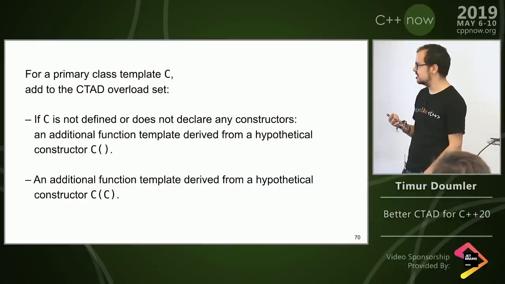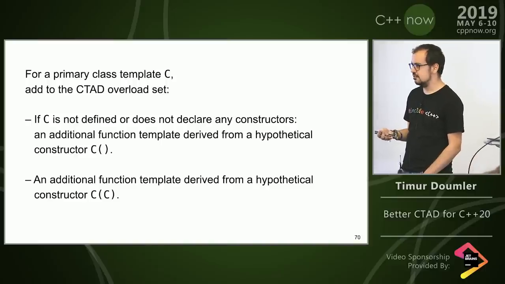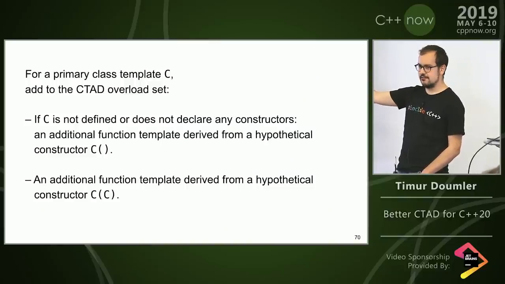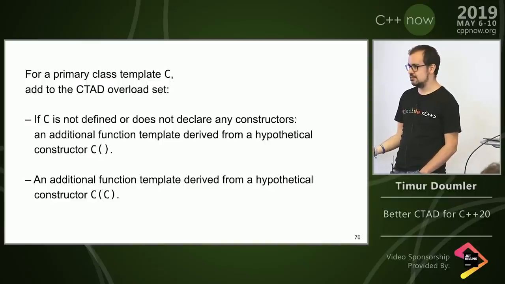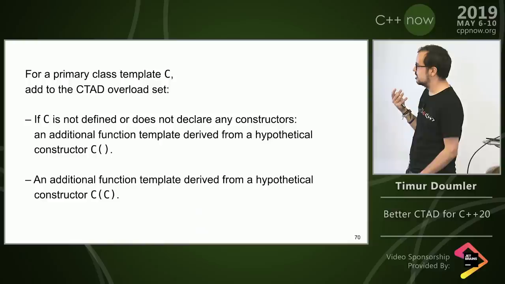Like, this doesn't make any sense. First of all, why would you want to do any of this if the template is not defined? That doesn't make any sense. And then if you have a deduction guide function that doesn't take any arguments, how can it ever do any template argument deduction? That doesn't make any sense either. So that really confused me, and I had to sit down and figure it out. And it turned out it's actually super useful, both of them.